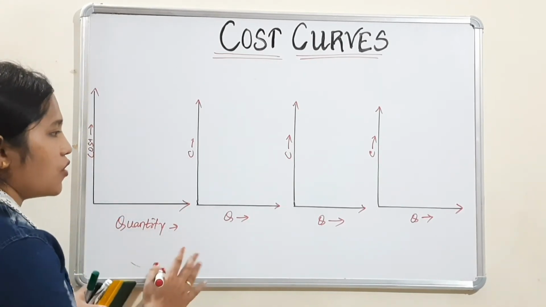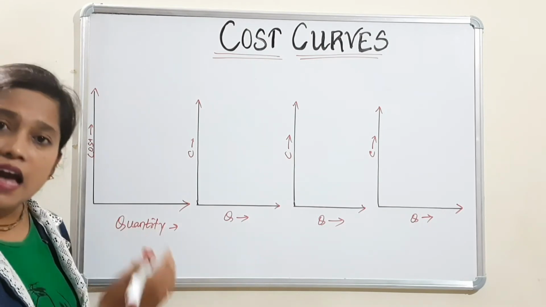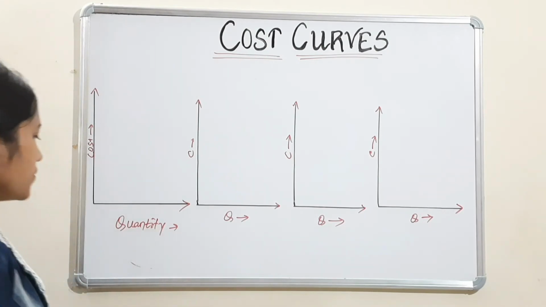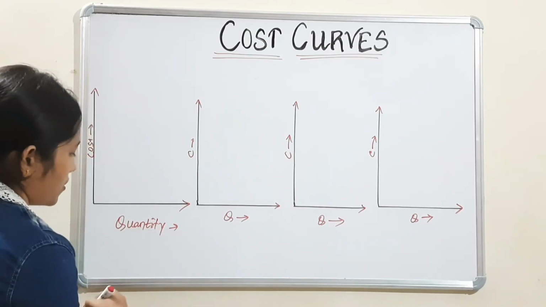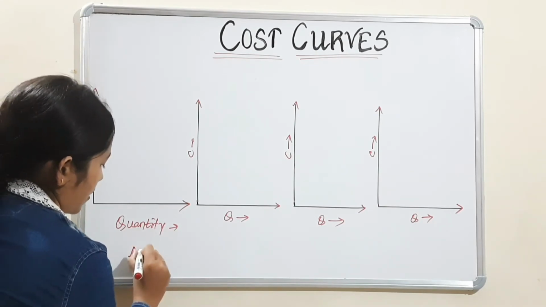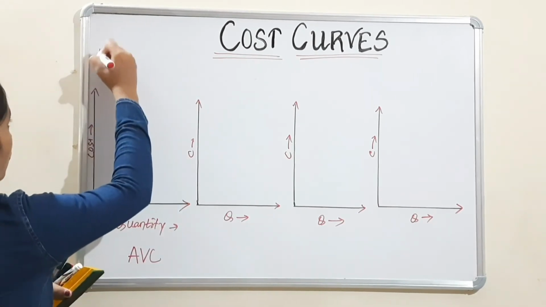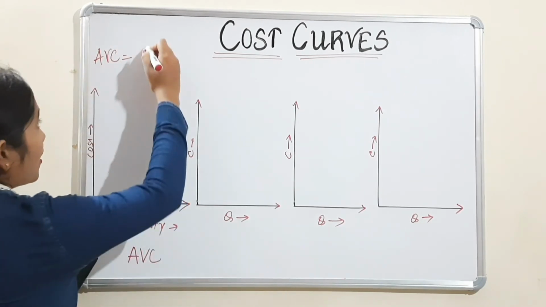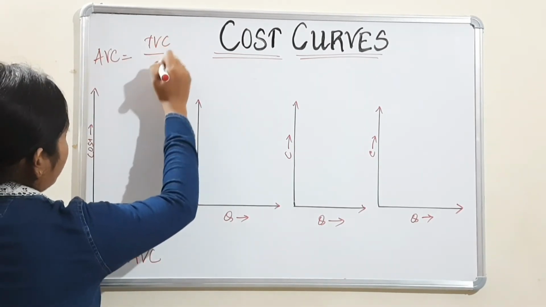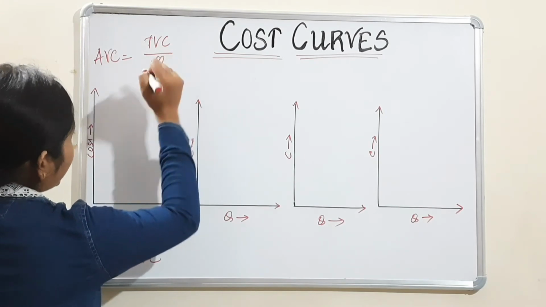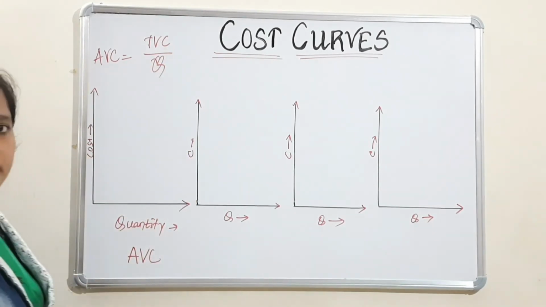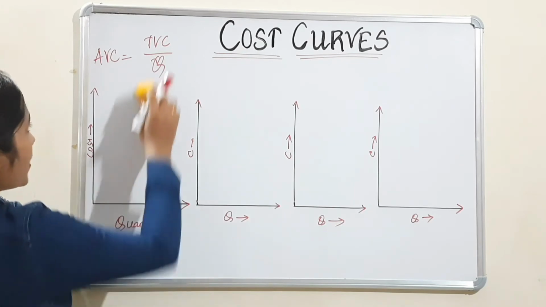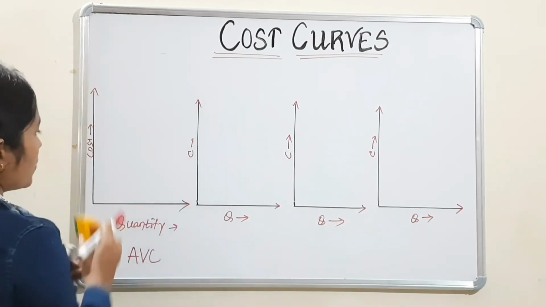Now we will see how we can derive average cost graphically. First we will see average variable cost. Tell me, what is the average variable cost formula? Total variable cost divided by quantity. Yes or no? Total variable cost by quantity. So how will the shape of average variable cost be?